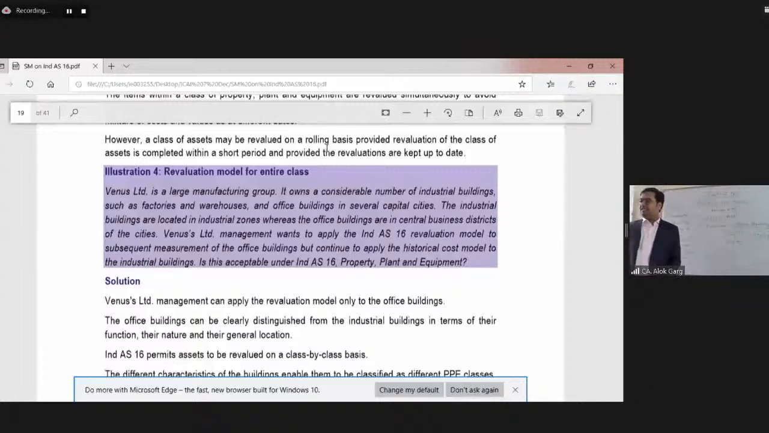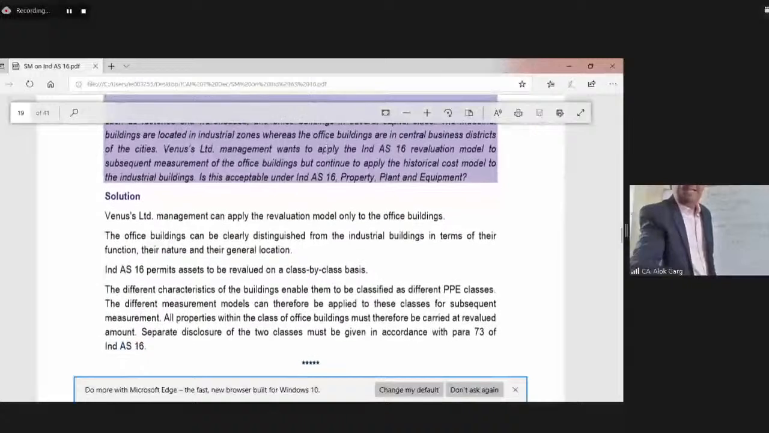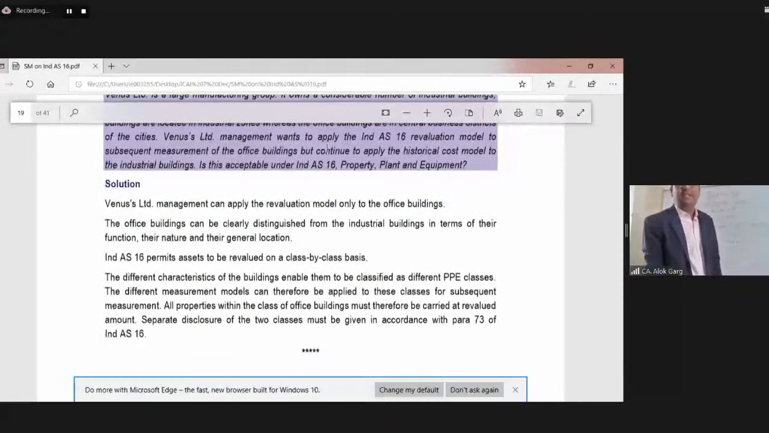Chavi is saying management can apply it because office buildings are different from industrial buildings. Ambika is saying yes sir, it is acceptable because it is a different class of asset. Preeti is saying the same answer. Kaustav is saying yes sir, it is acceptable because office building and industrial building are different classes of asset. Yes, you are right. Now, just for recapping and revision, I'm reading the solution.